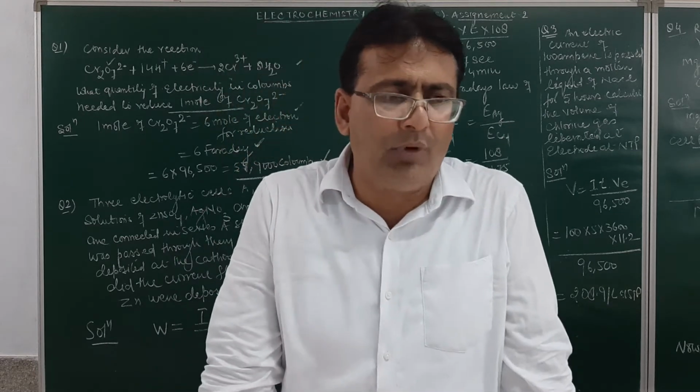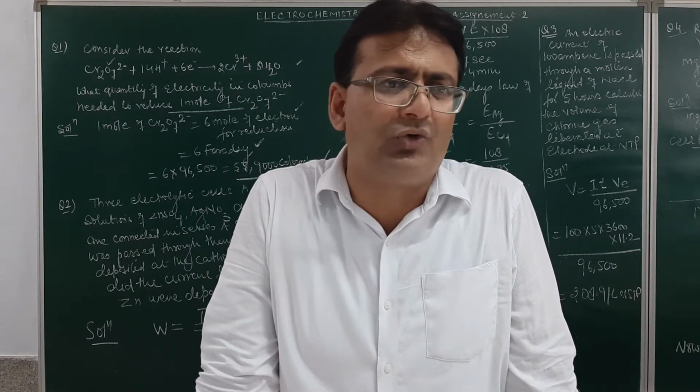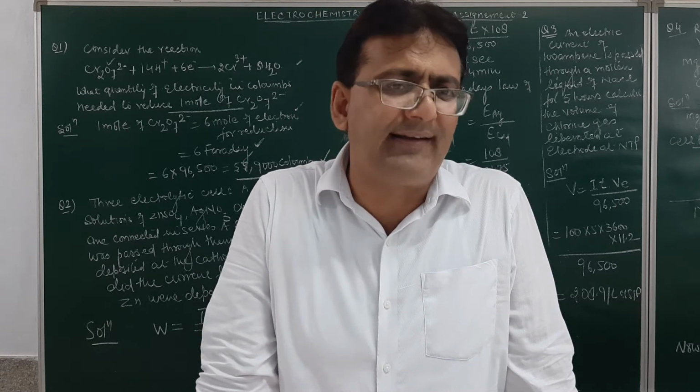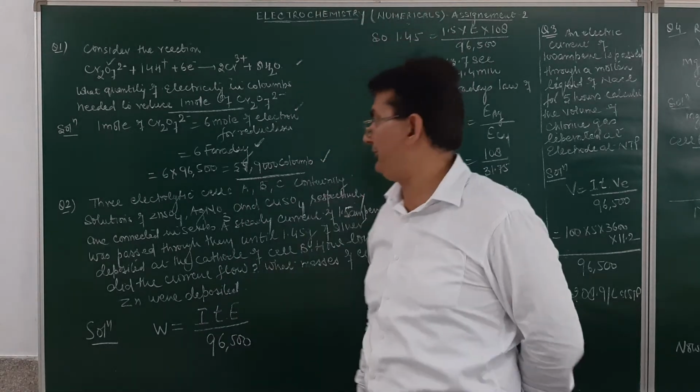Remember, 1 mole of electrons carries a charge equal to 1 Faraday, and 1 Faraday charge is equal to 96,500 coulomb. This is the basic concept.